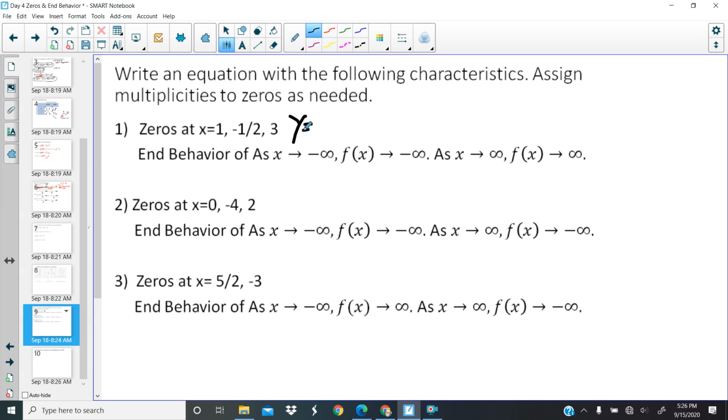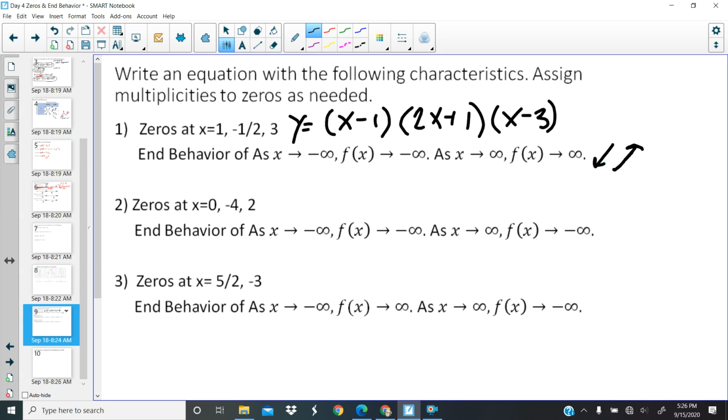So y equals, the first factor would be x minus 1. For the negative 1/2, it would be x plus 1/2, and then you would have to kick that 2 to the front, so it would be 2x plus 1, and x minus 3. But then it tells us the end behavior is, as x approaches negative infinity, f of x approaches negative infinity. So the left-hand side is going down. And as x approaches positive infinity, f of x approaches positive infinity. So the right-hand side would be going up.